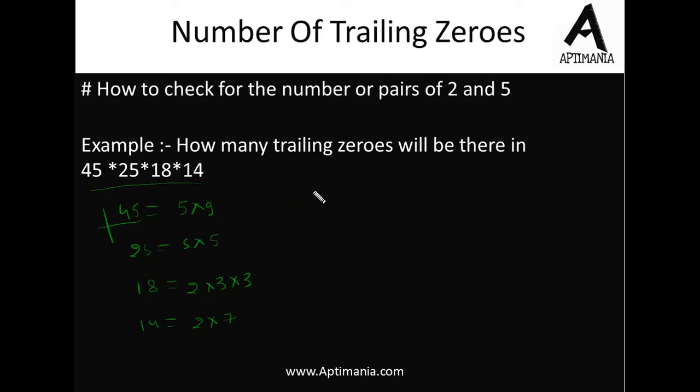So in total we have 3 5's and 2 2's. So in total we will have 2 pairs of 2 and 5. So at the end of this number we will be having 2 zeros. Since we have an extra 5, but we don't have any extra 2 to pair with it, we will have 2 zeros in this particular number.